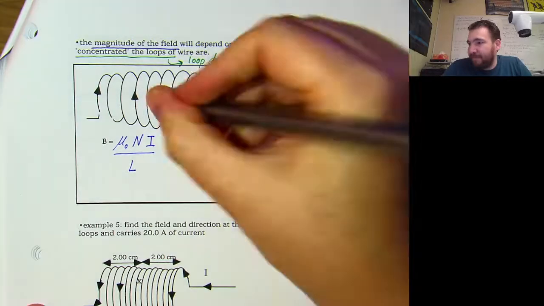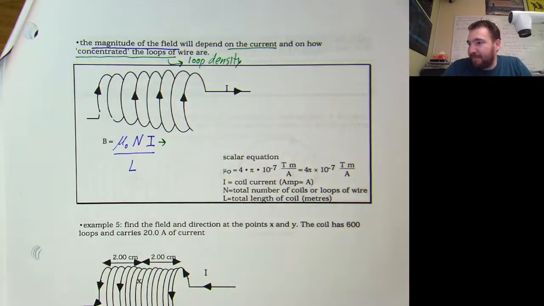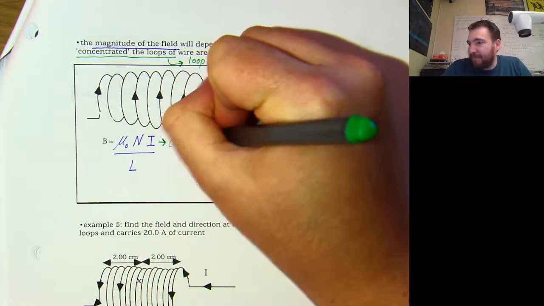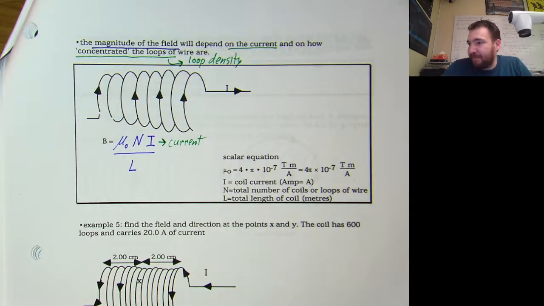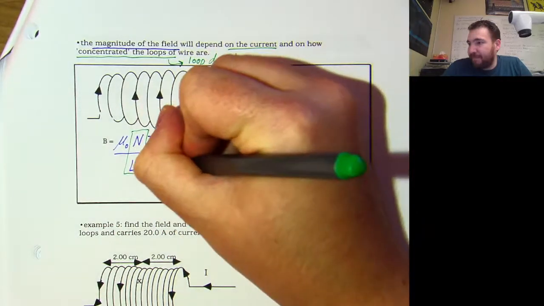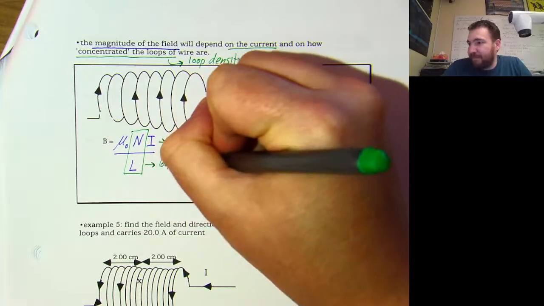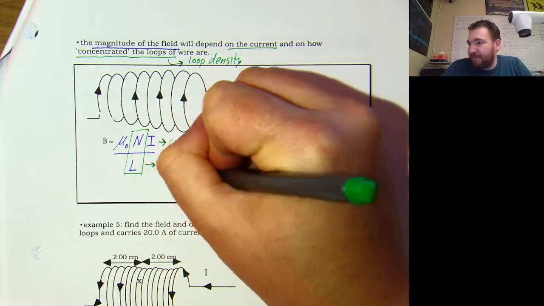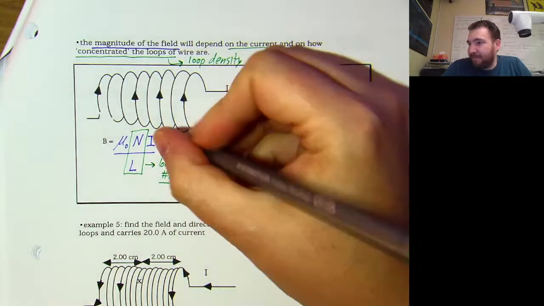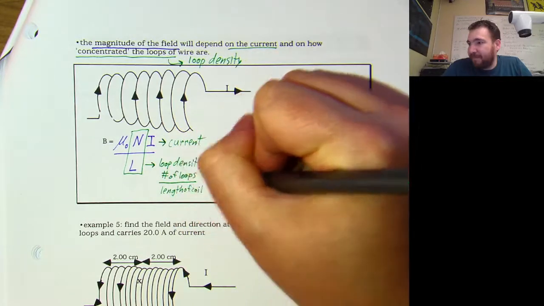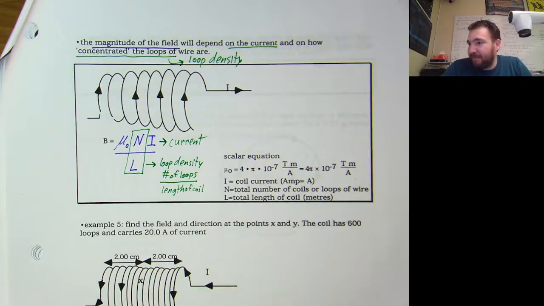So let's do this. Joseph, you just asked, is capital I current? Yes. We are consistent with that. Capital I is current as established by the unit that is now in Physics 11, circuitry. This chunk right here is the loop density. It's the number of loops divided by the length of coil. Length is always measured in meters.